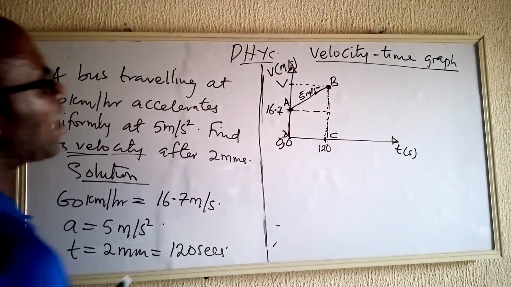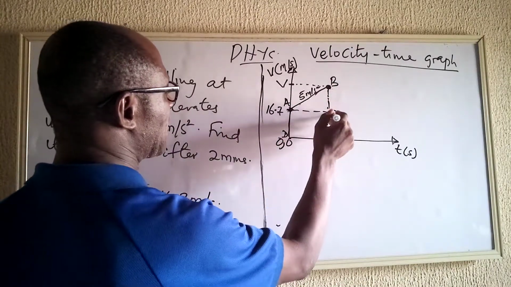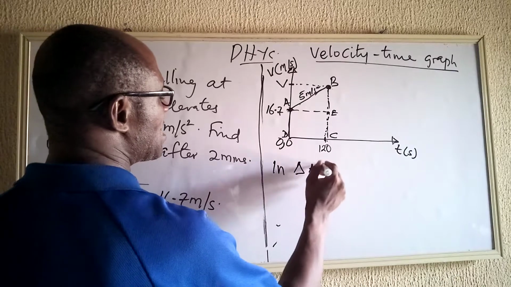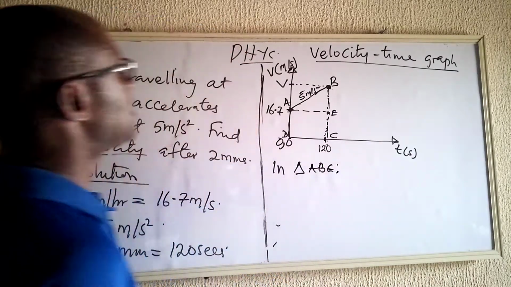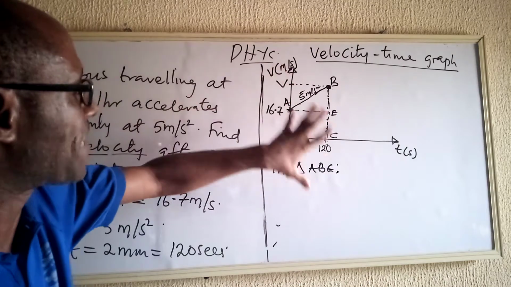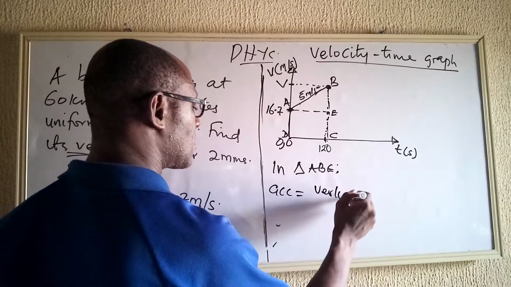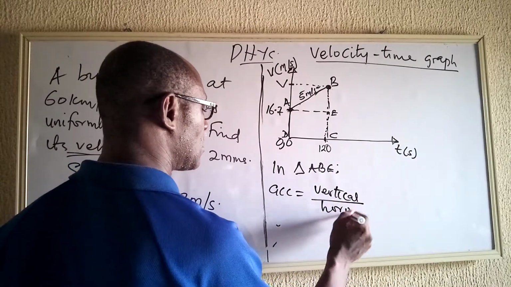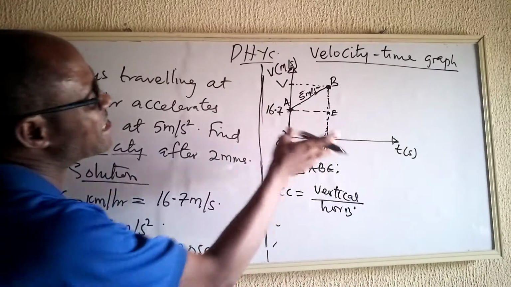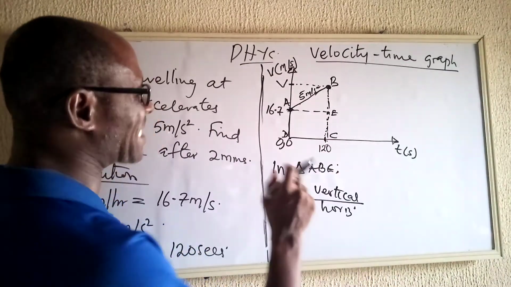All right. Now that means I need to label another point. Let me call here E, so that I will be dealing with triangle A, B, E. Now, whenever you are dealing with acceleration in a triangle under velocity time graph, acceleration is vertical over horizontal. Deceleration also can be found in a triangle under velocity time graph, not any other shape. You can't find your acceleration or deceleration under any other shape except a triangle.